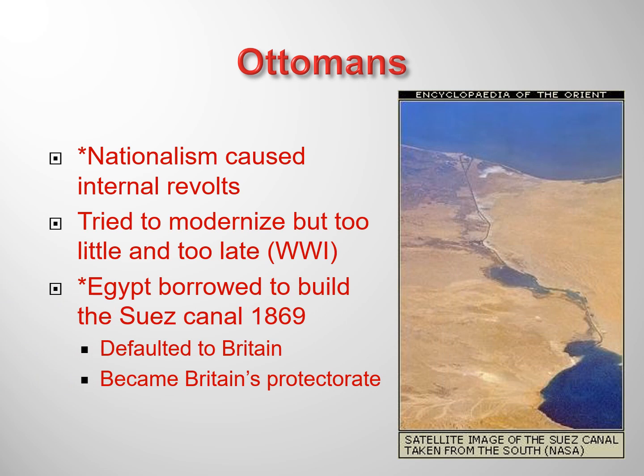Nationalism is tearing the Ottomans apart through all of this, again, because of internal revolts, and World War I is going to tear them apart. Another example of imperialism is going to be the Suez Canal.